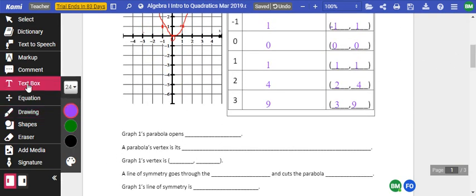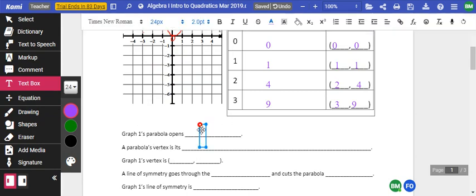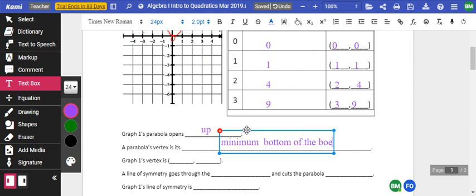Okay, so this parabola opens up. It's like you can fill the bowl with water. Opens up. This parabola has a vertex. It's the very bottom of the bowl. This one is a minimum. And I'm just going to put a little caveat here too. Bottom of the bowl, just for us to remember. The vertex is (0, 0).